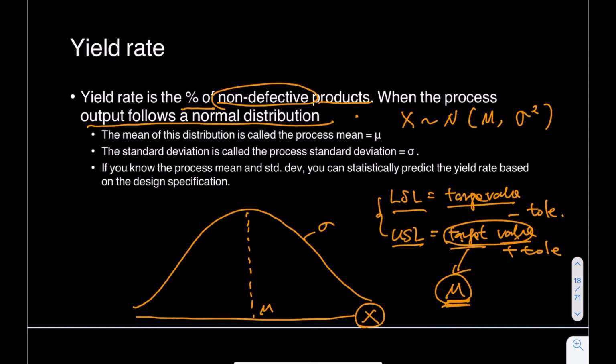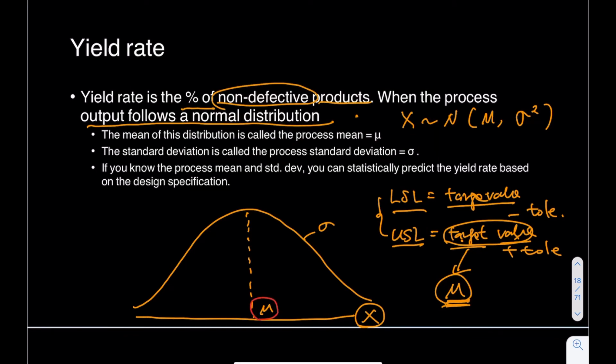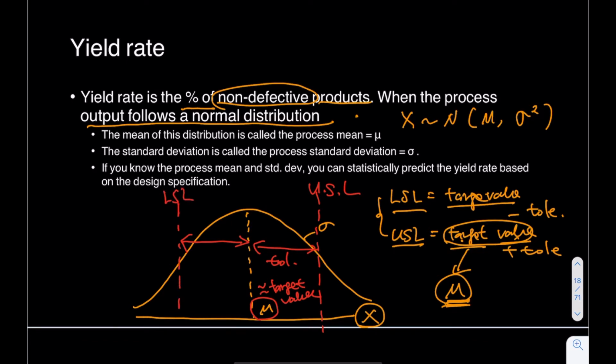Then how can we describe this LSL and USL? Let me use a different color. Suppose this average value is about the target value. Then with the given tolerance, on the right side you may have the upper specification limit, and on the left side, with the same tolerance, you may have the lower specification limit.